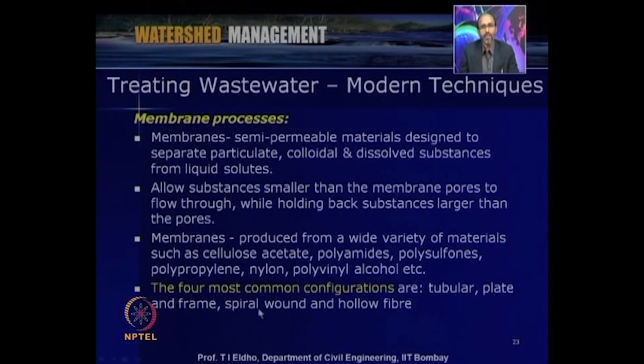Membranes are produced from a variety of materials that we can use for such purposes, like cellulose acetate, polyamides, polysulfones, polypropylene, nylon, polyvinyl alcohol, etc. So, various kinds of membranes are available nowadays in the market. The four most common configurations are tubular form, plate and frame, spiral wound and hollow fiber. So, depending upon what kind of design we are doing, and depending upon the type of membrane, we can have the particular system.